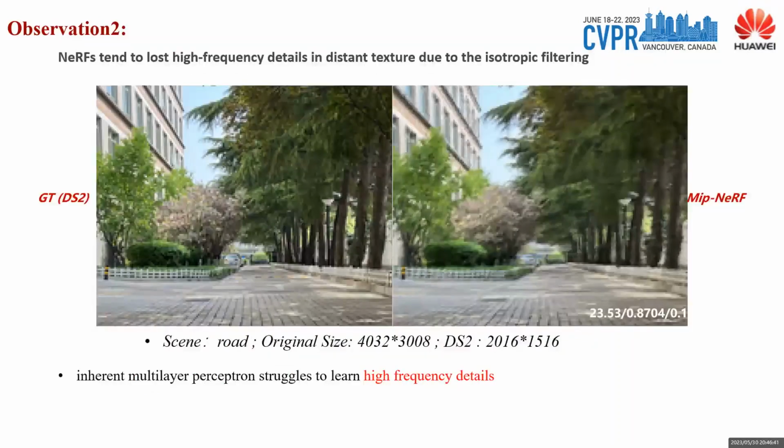For the second flaw, NeRFs tend to lose high-frequency details in distant texture due to the isotropic filtering. This can be attributed to the fact that MLPs perform poorly at regressing the high-frequency details from uniformly sampled low-dimension 5D coordinates.